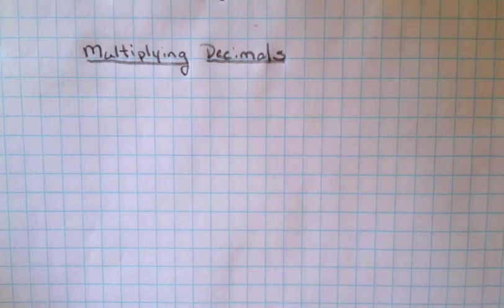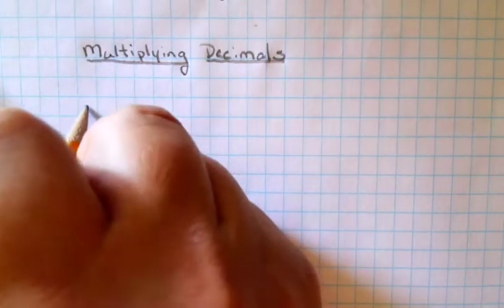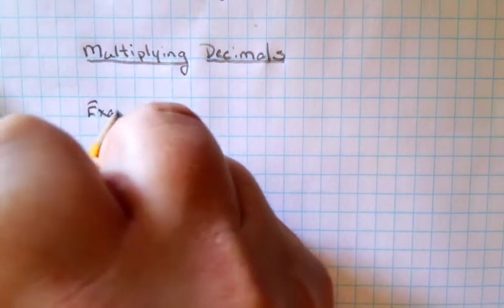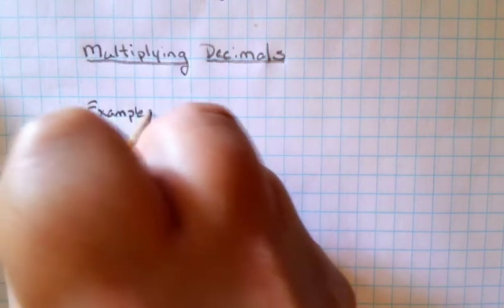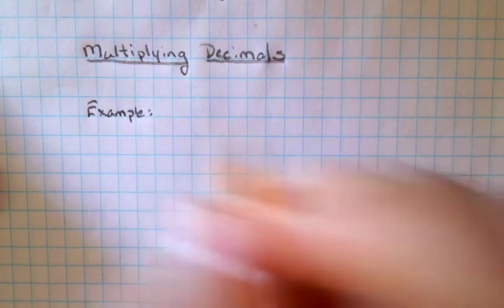We're going to talk about multiplying decimals. When we multiply two decimals together, let's give you an example here. We are going to perform standard multiplication, and we can use an algorithm. There's lots of different algorithms for multiplication. And then at the end, we're going to count the number of decimal places. So let me give you a pretty straightforward example.